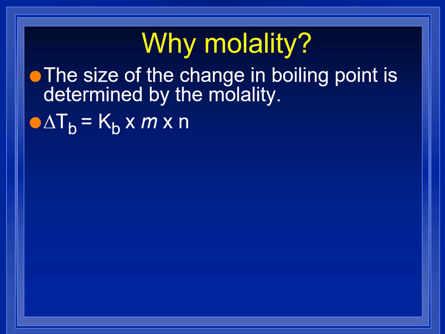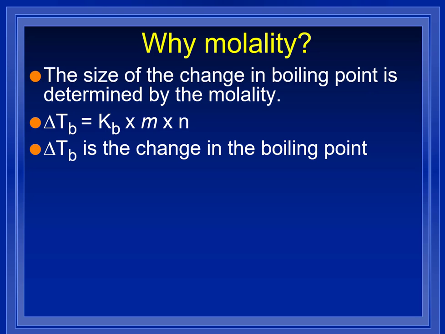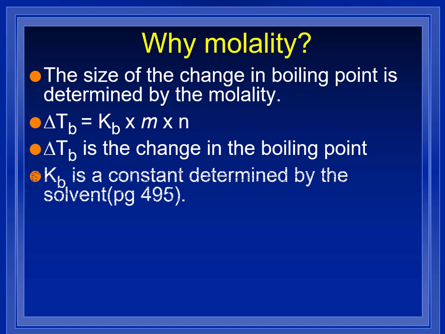Delta TB, that's a T sub B, B for boiling. So that is delta TB, the change in the boiling point, the change in the temperature it boils at. Delta always means change in, so delta T means change in temperature. And since B is boiling, the change in the temperature it boils at is equal to KB. KB is called the boiling point elevation constant.